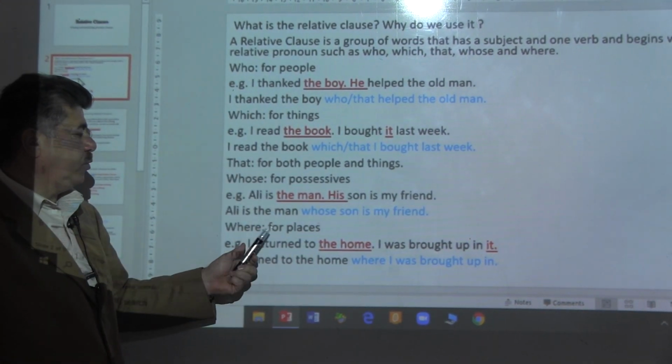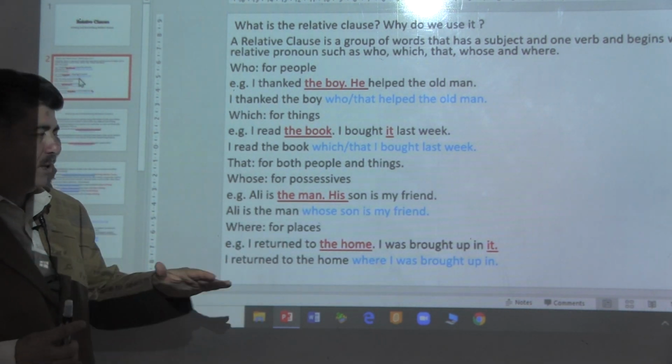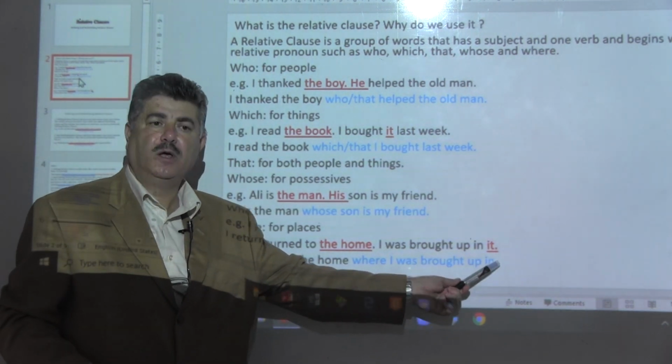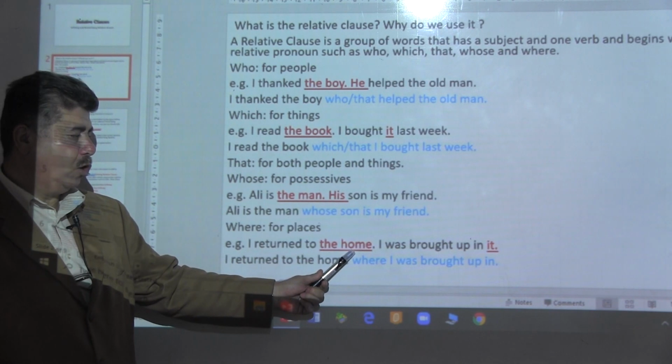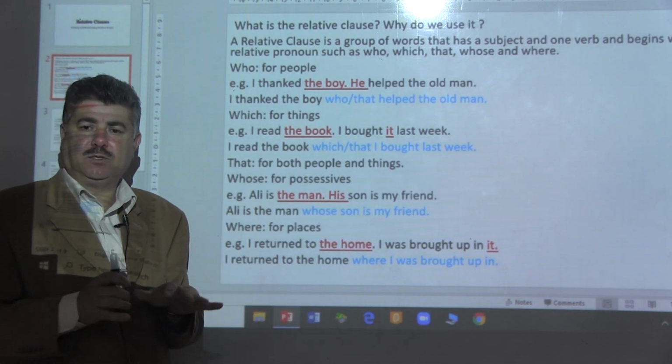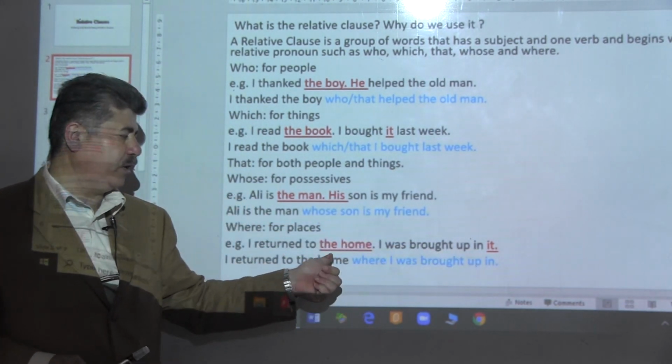And I use "where" when we are talking about places, when I want to join two sentences together but the second pronoun refers to a place in the first one. "I returned to the home." This is the first sentence, the main clause. "I was brought up in it." "It" refers to the home.